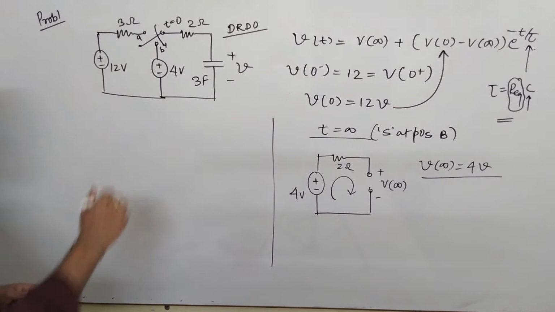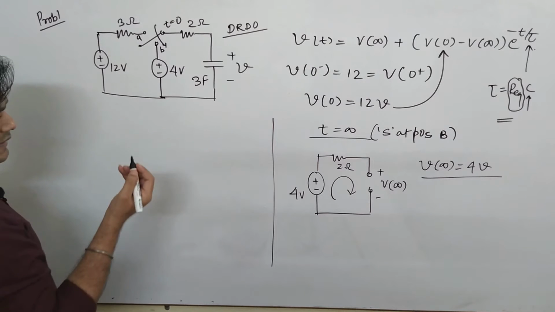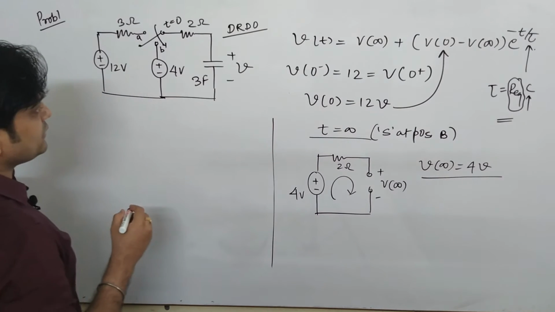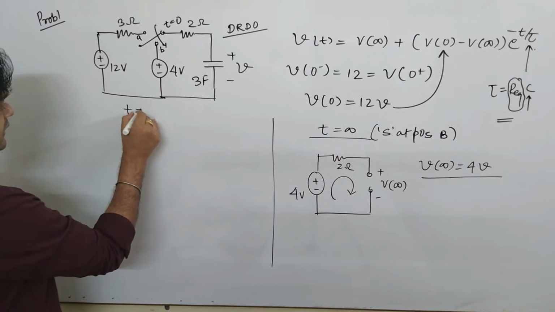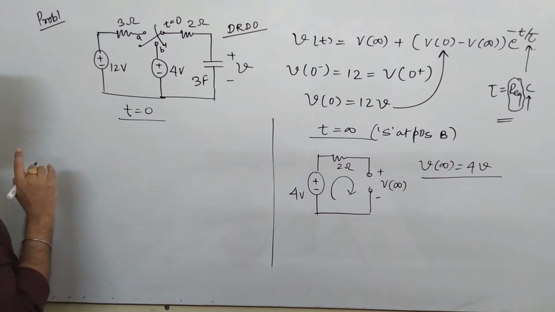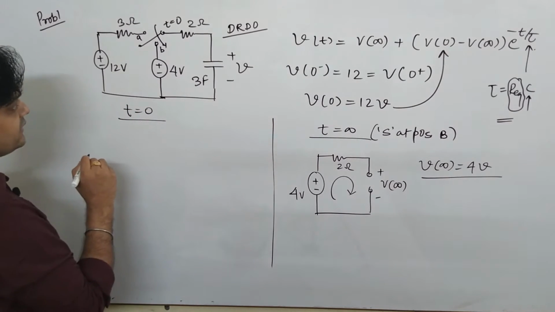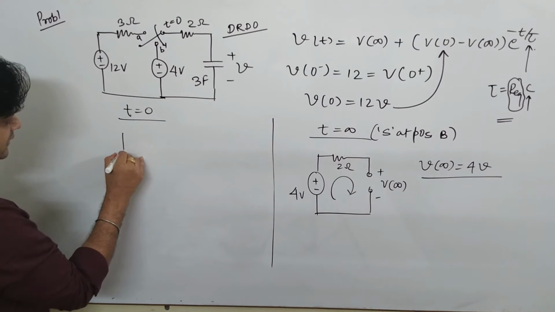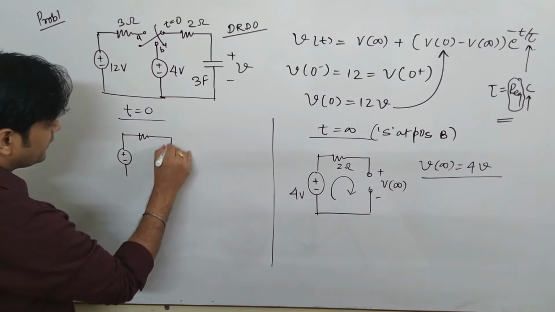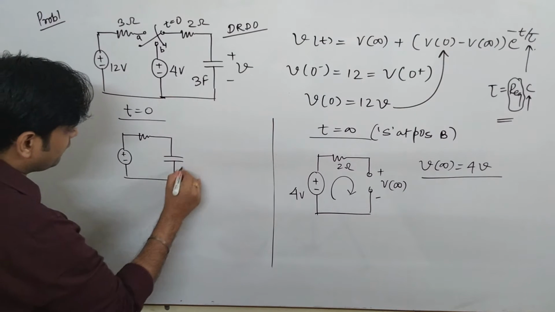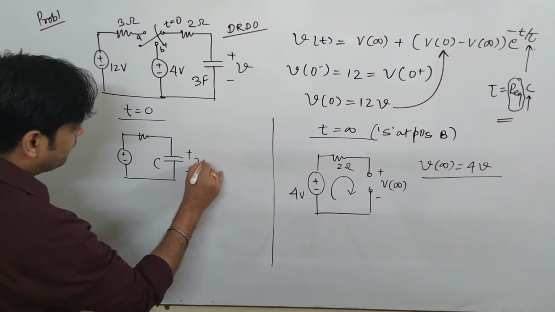So how do you find R equivalent? As I said, we find it at t equal to 0. That means when the switch is switched at t equal to 0, because we have to find the solution of the circuit, that's why we take the condition as t equal to 0. So it is simply like this: 4 volt voltage, this is 2 ohm, and this is your circuit where you have to find the solution of V.